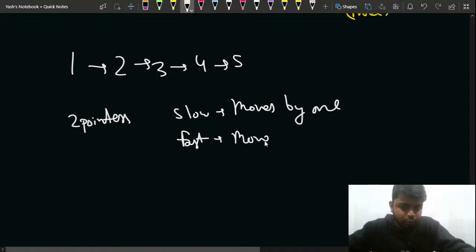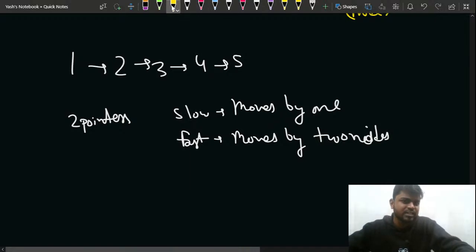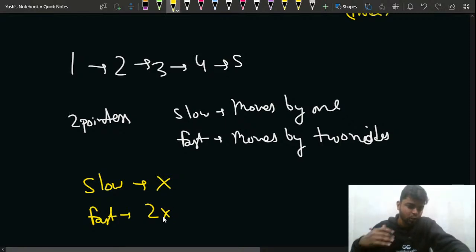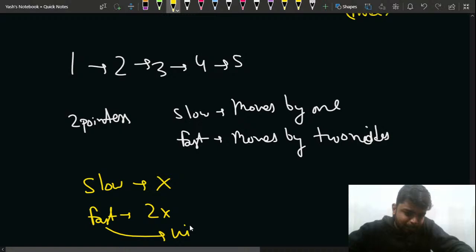This fast pointer moves by 2 nodes. Okay, right? So this is what it does. So now in this particular thing, what you will observe is that if one of the pointers is moving fast, if one pointer is moving at a speed of, let's say, x times, if the slow pointer is moving at the speed of x kilometers per hour, and the fast pointer is moving at the speed of 2x kilometers per hour, who will end the traversal first? I can say that fast will reach the end. Okay, fast will reach the end, right?